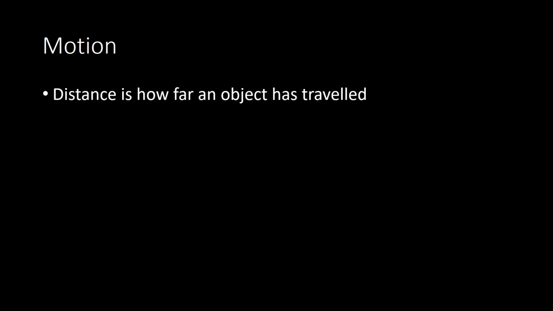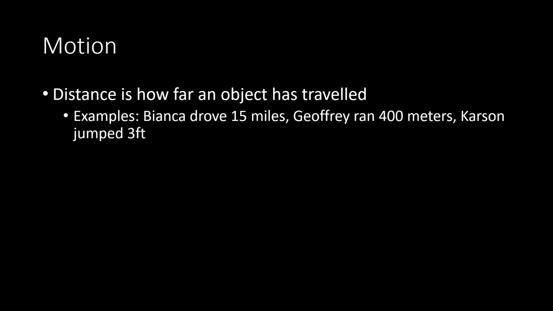The second term we want to look at is distance, which is how far an object has traveled. So for example, Bianca drove 15 miles, Jeffrey ran 400 meters, Carson jumped 3 feet. All I know is how far they went. I don't know anything else about that. I don't know what direction they went in. I don't know whether they went in a circle. I don't know whether they ended up and finished at the same place or ended up and started at the same place. All I know is how far they went.